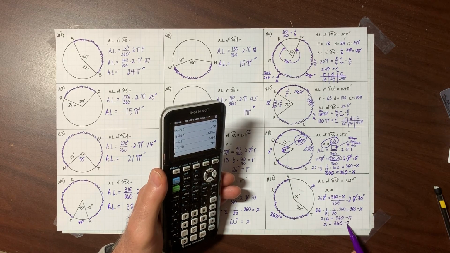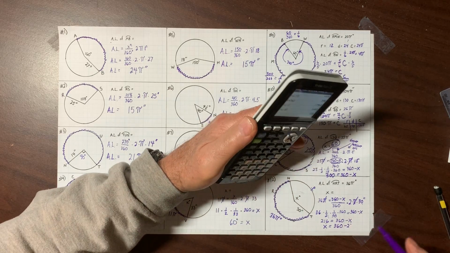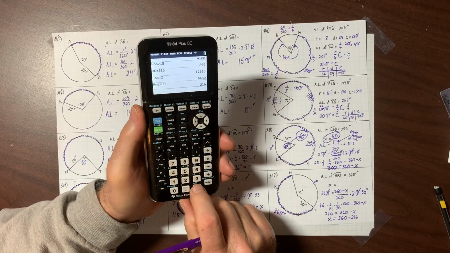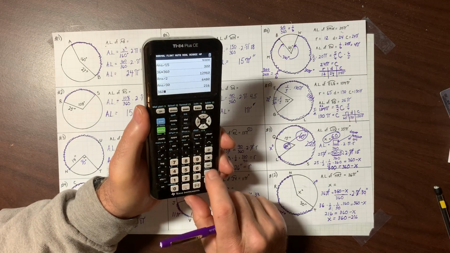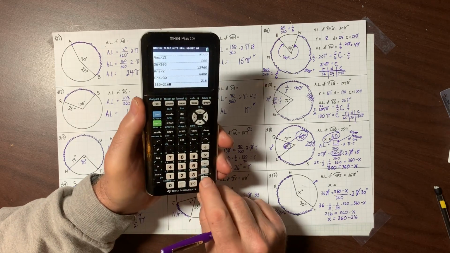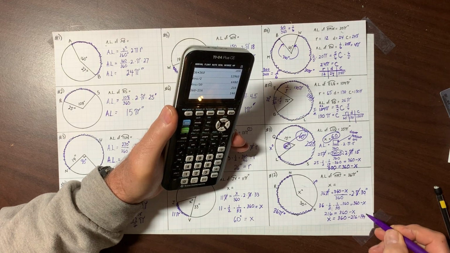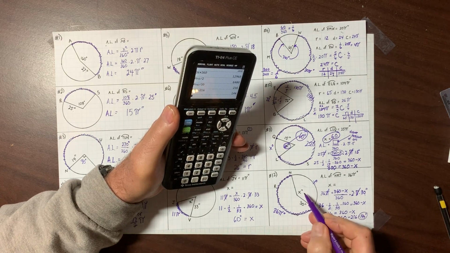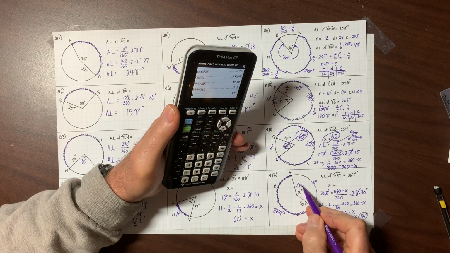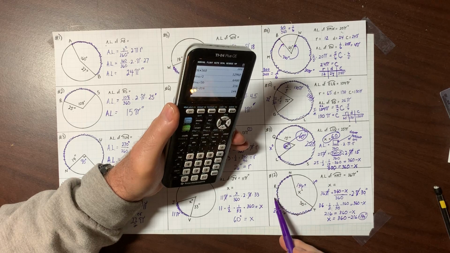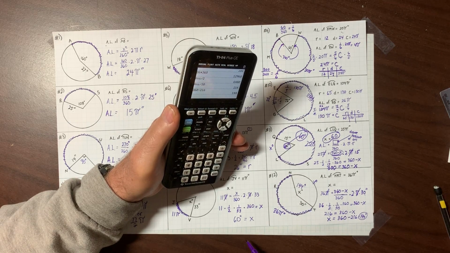360 minus 216. Let's not mess it up at the end. Let's use our calculator. 360 minus 216 happens to be 144. So this angle right here is 144 degrees. This degree measure from H all the way around here would be 216.